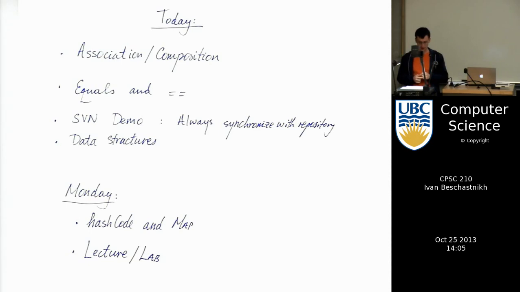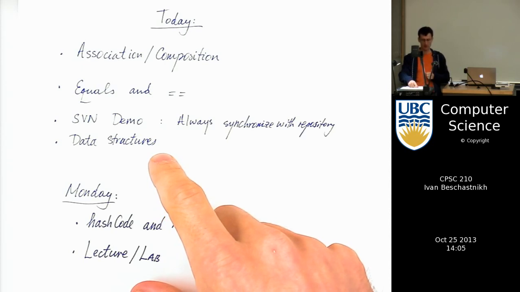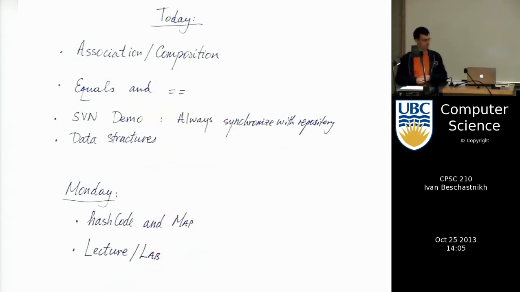And then I'll do a little SVN demo between two computers. And hopefully all of this magic technology will work just fine. The punchline there is that you should always synchronize with the repository. Okay, that's your first step when you're working with your partner. And then we're going to do a little bit of data structures work in trying to implement association and composition. And then on Monday, we're going to have a lecture lab, and we'll talk about hash code and mapping data structures.